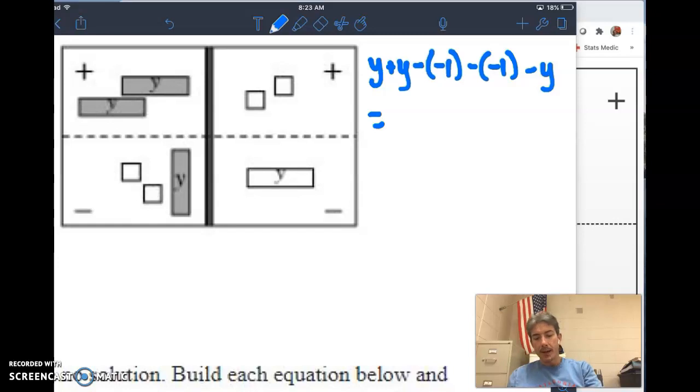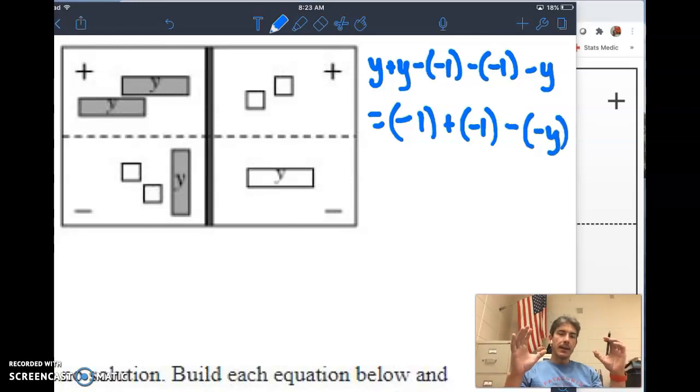But on the right, I've got a -1. I'm adding another -1. Maybe you wrote that as subtraction. That's okay. But then I'm subtracting a -y. We've got everything set up. We've got it in the algebra tile form. We've got it in the symbolic form. And now we're going to go ahead and do some manipulation with those tiles.